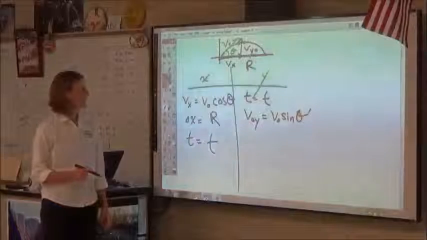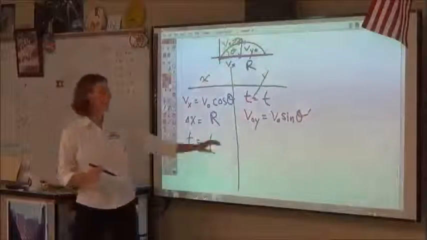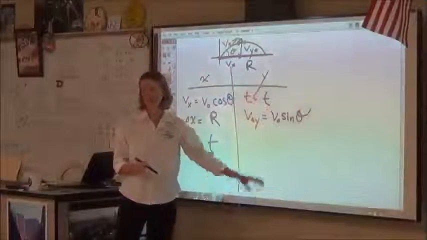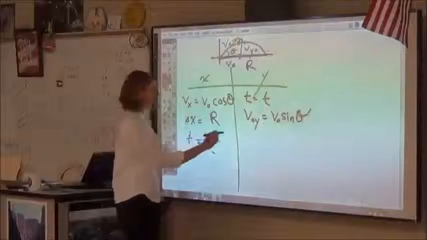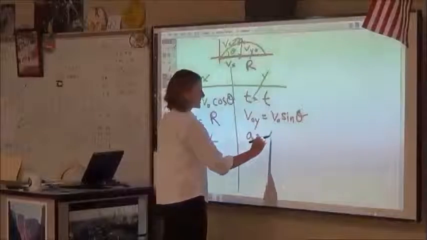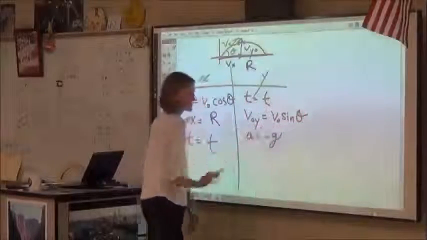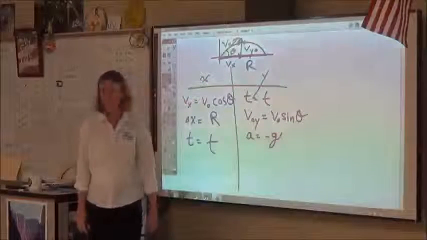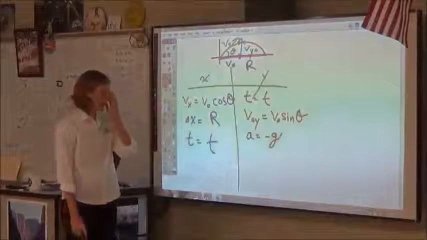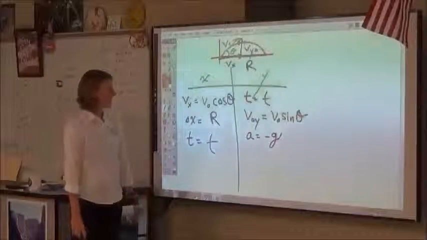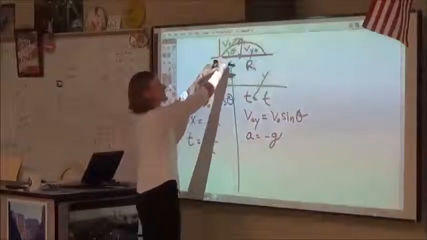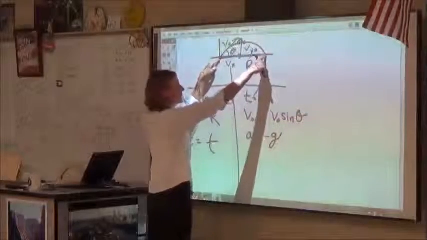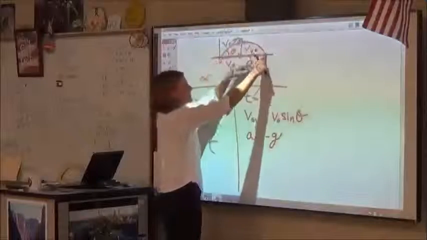What else do I know? That we can always use the vertical dimension of projectiles. Acceleration. And since we're just answering this in terms of variables, we're just going to leave it as negative g. And now I would really like some other piece of information over here. I'm talking about this full time.